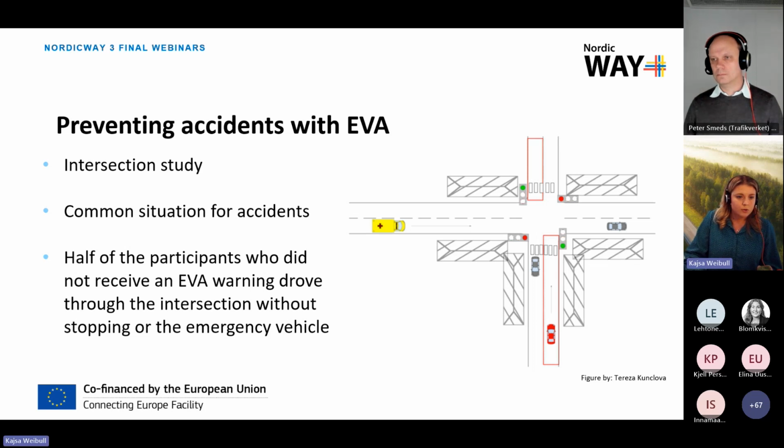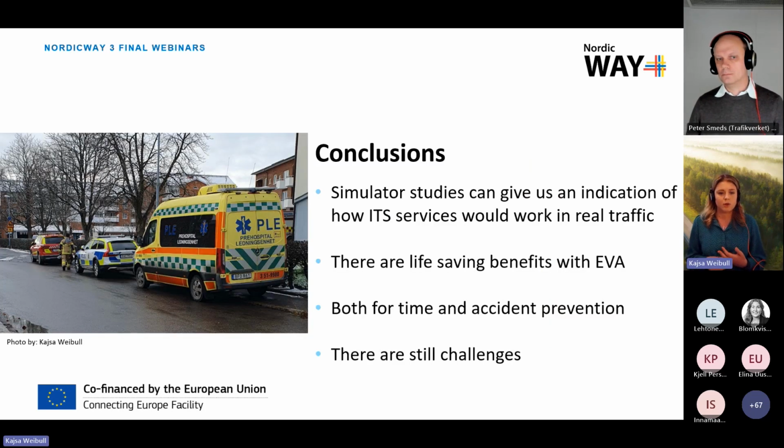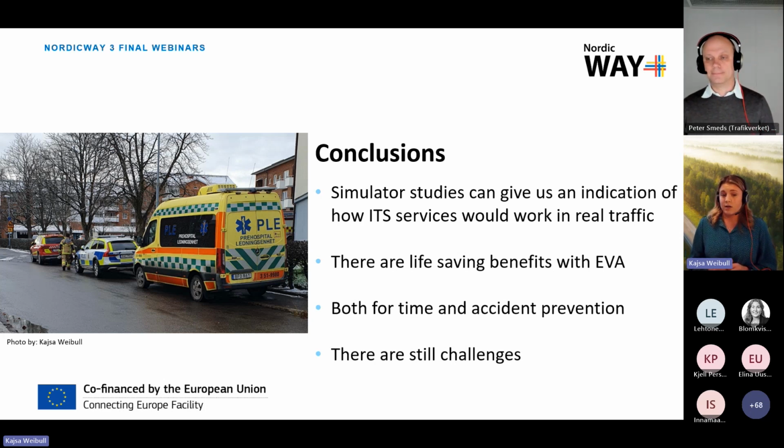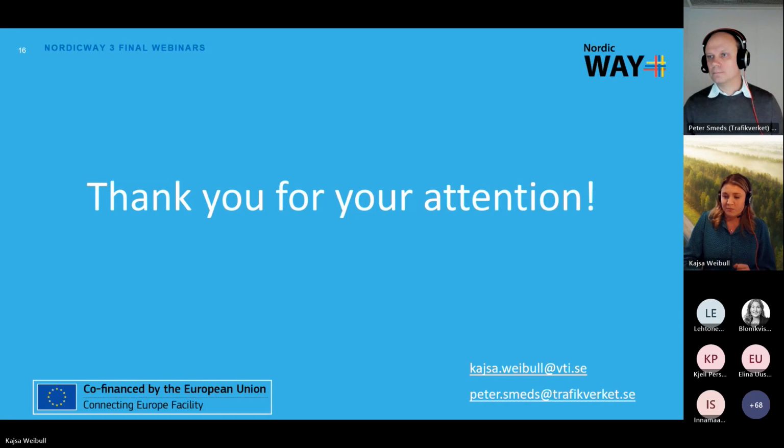So moving on to the conclusions, we can see that simulator studies can actually give us an indication of how these ITS services would work in real traffic. And there are life-saving benefits with EVA, both in terms of saving time, but also in preventing accidents. However, there are still challenges. First of all, we really want to test out EVA in real traffic in Sweden. And secondly, we still have to make sure that the digital infrastructure remains after the NordicWay 3 project, so we can continue on this journey with distributing the EVA warnings. Yes. Okay, thank you.